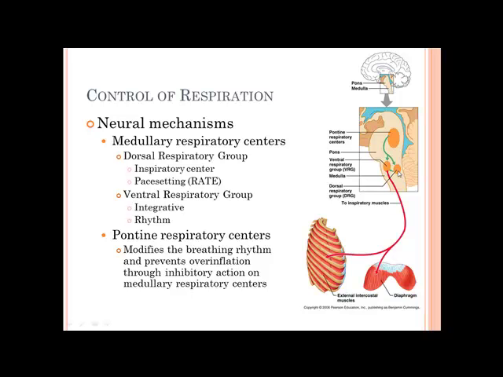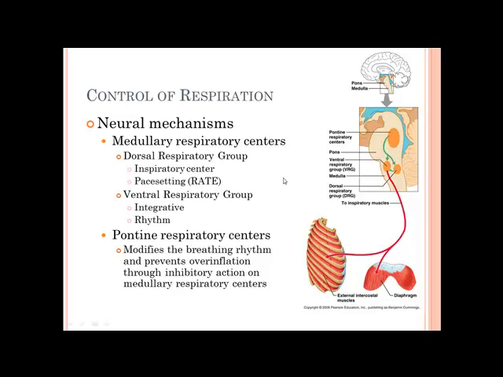The dorsal group is going to be your inspiratory center, and it will tell you how fast you should be breathing. Your ventral group makes sure that you have a smooth rhythm. So if you get that choppy breathing, you're crying and you're breathing funky, your ventral respiratory group is not working very well at that moment. It's not having a nice, smooth, fluid breathing pattern.